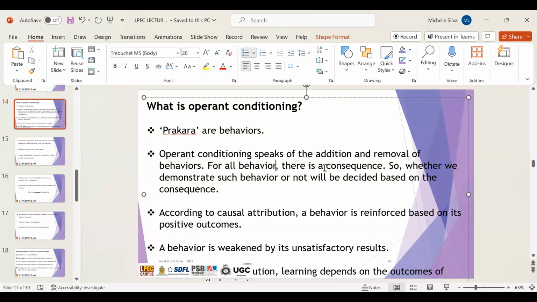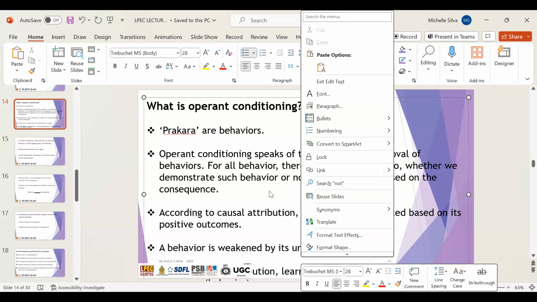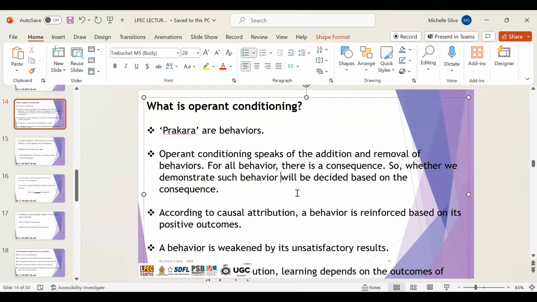So for all behavior there is a consequence. Based on the consequence, we will decide whether we are going to demonstrate such behavior or not. According to this attribution, the behavior is reinforced based on its positive outcomes, and the behavior is discouraged based on its negative outcomes.